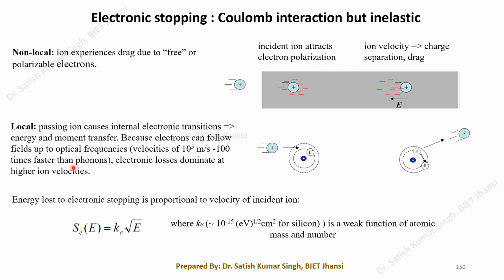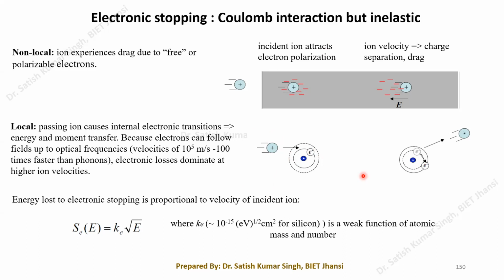But in the case of local interaction, what we are saying is that this ion is going to interact with a certain, particular electron, and then it gives certain energy to the electron, so that the electron will be promoted to a higher energy state, and its path will get deflected. So this way, ultimately, our ions are losing their energy.